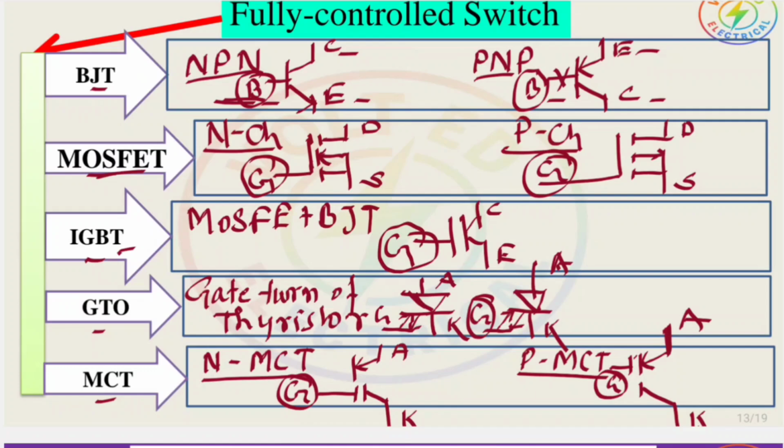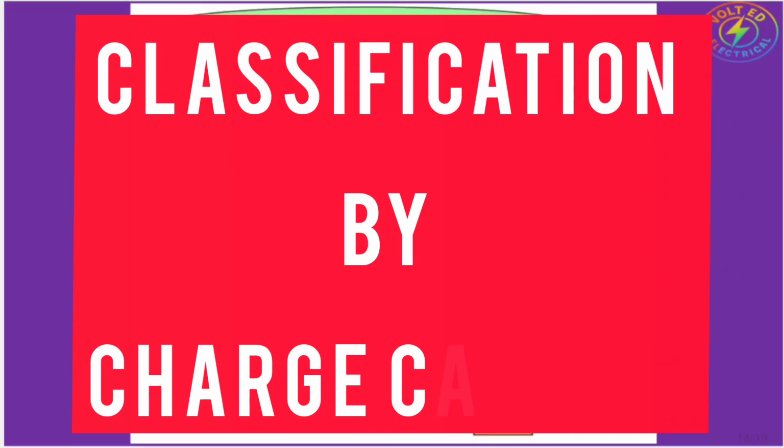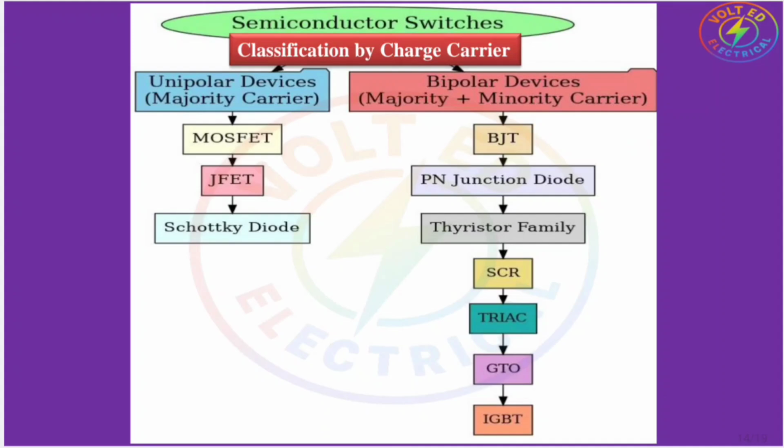Let's move to the second classification of switches, that is classification by charge carrier. Semiconductor switches can be classified based on their charge carriers, like a unipolar device or a bipolar device. If it is a unipolar device, it is a majority carrier device. In the case of a bipolar device, it can be a majority carrier or a minority carrier device. Examples of unipolar devices are MOSFET, JFET, and Schottky diode, and these are majority carrier devices. Bipolar devices are BJT, PN junction diode, and the thyristor family like SCR, TRIAC, GTO, and IGBT. These are all minority carrier and bipolar devices.